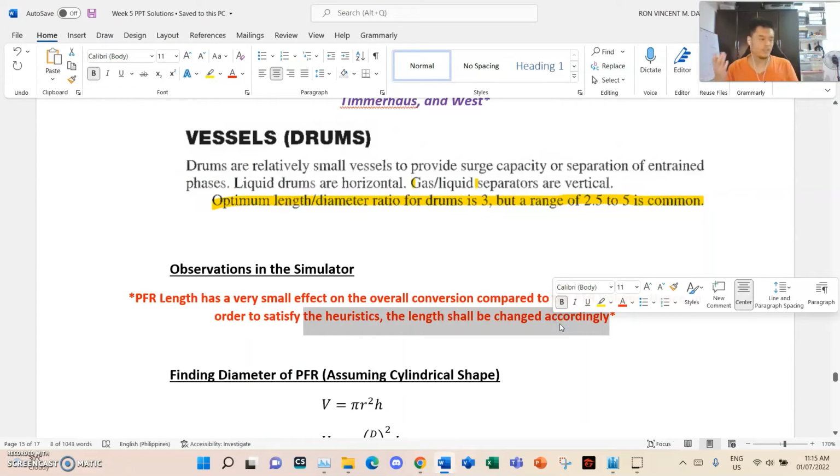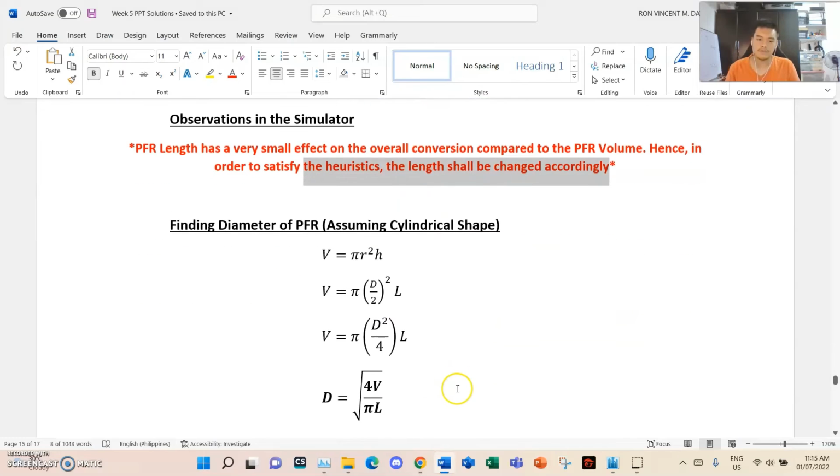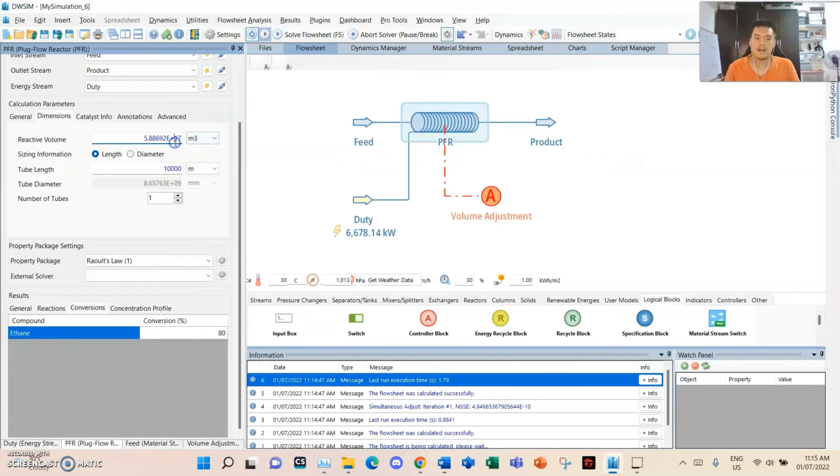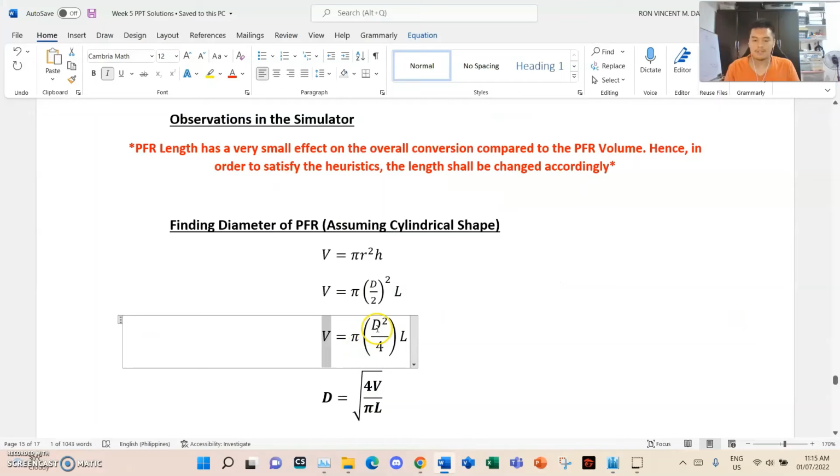So rather than doing a trial and error solution to find the ideal length to diameter ratio using a logical block, we can do it mathematically. In order to find the diameter of a PFR, we can assume a cylindrical shape. The PFR is a cylinder. So the volume of a cylinder is always equal to pi r squared h, where r is equal to the diameter divided by 2. So pi times (d over 2) squared times length, since height can also be equated to length in terms of orientation. We're already given the volume, which is this value, and we want the diameter.